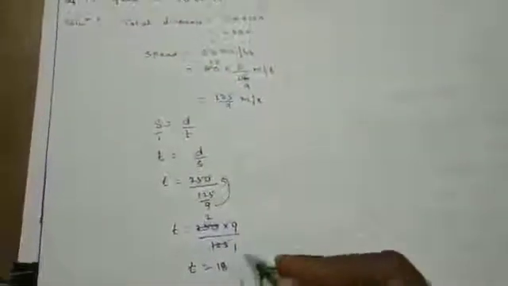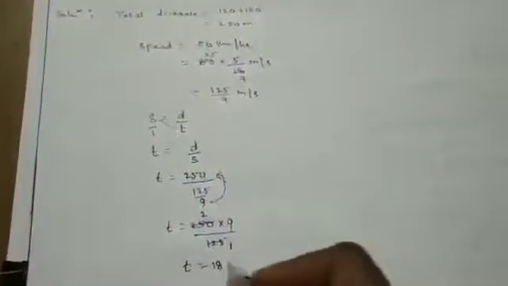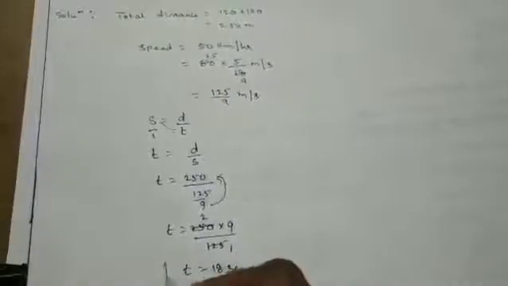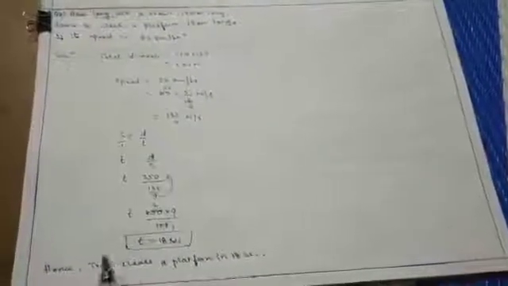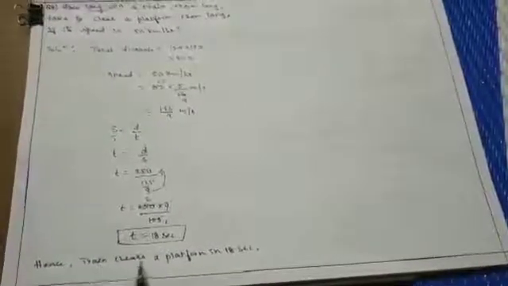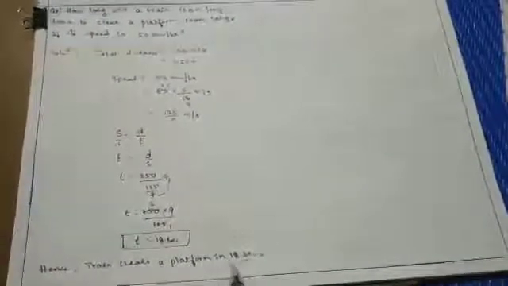But 18, is it in hours or seconds? So we converted to meter per second. So it is in seconds. So the time taken to cross the platform is 18 seconds. So give the conclusion. Yes, what is the conclusion? Hence, the train clears the platform in 18 seconds.